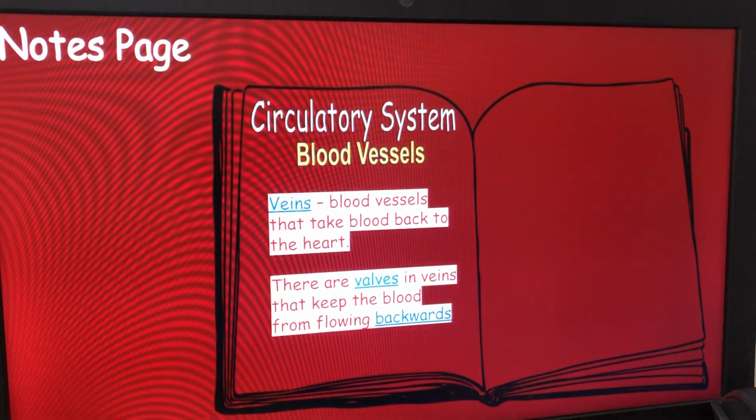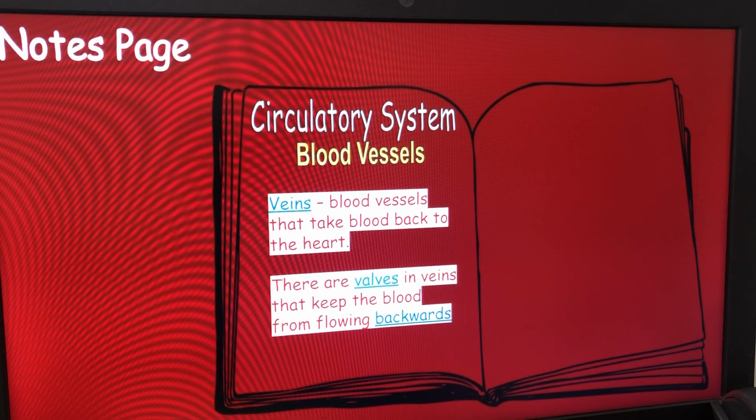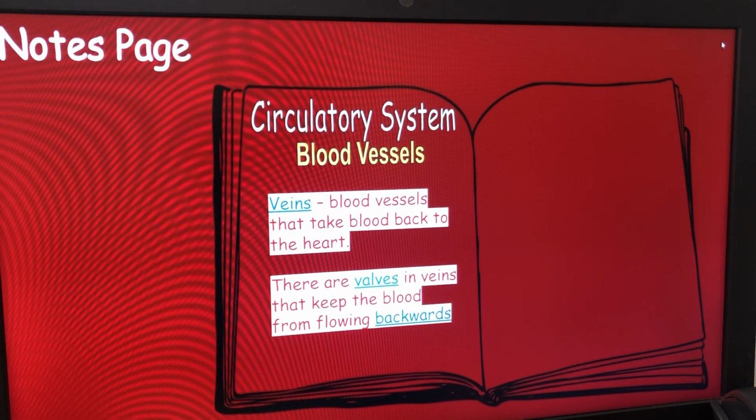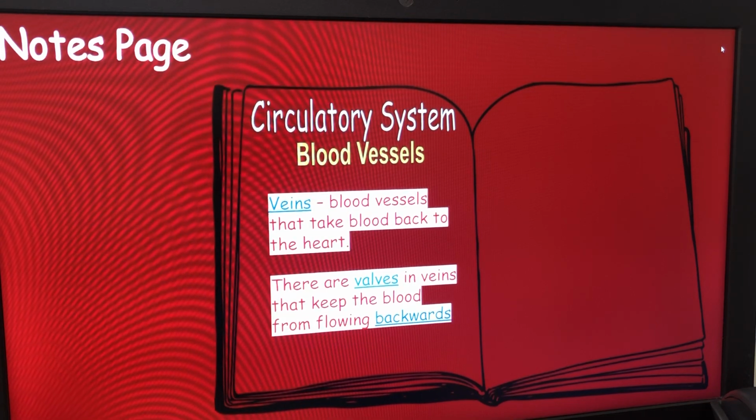To enter your notes, veins are blood vessels that take blood back to the heart. There are valves in veins that keep the blood from flowing backwards.